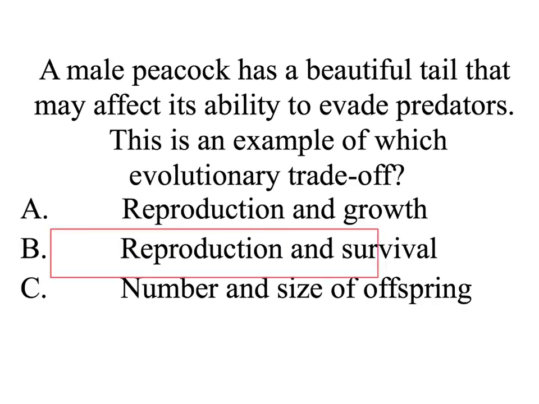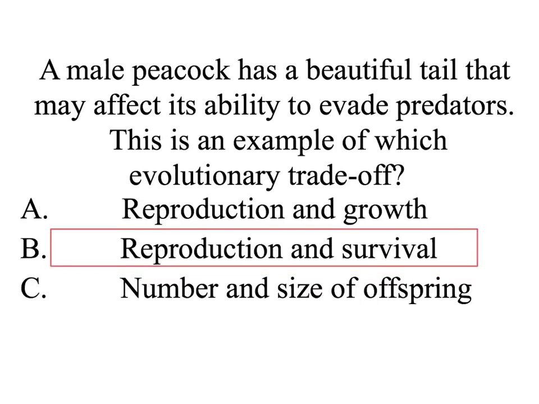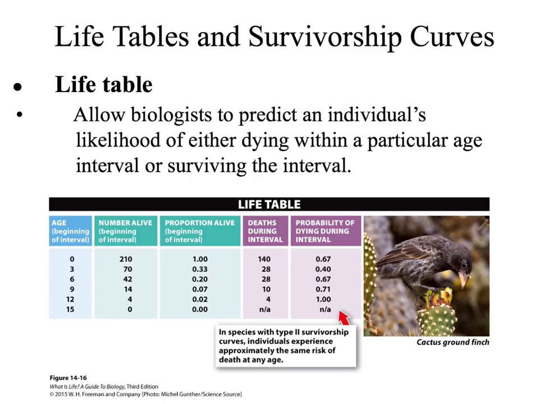The correct answer is reproduction and survival. The bigger and prettier the tail is, the more times this male will get to reproduce. However, the bigger and prettier the male is, the harder time he has in survival. It makes him more visible to predators. So he has to balance his energy between reproducing and spending energy to evade predators.